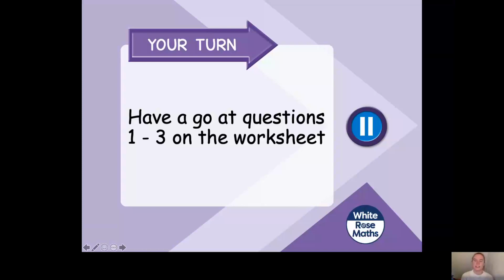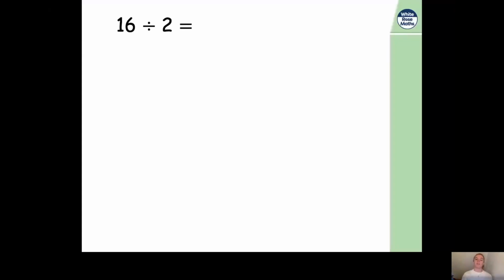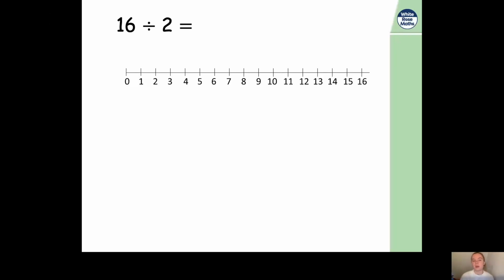Okay, year two, so let's carry on with our lesson. Well, here we have a division number sentence, 16 divided by 2. And we're going to use a number line to help us with this, because we're going to think of this question as there are 16 objects, and we're going to put them into groups, equal groups of 2. And we need to find out how many groups there will be.